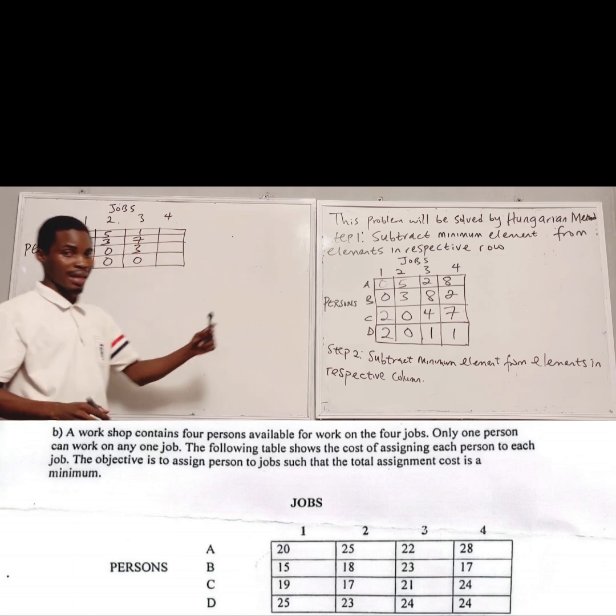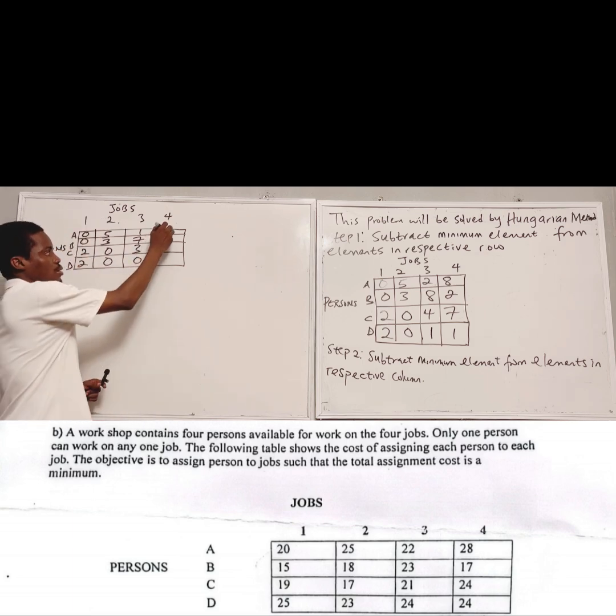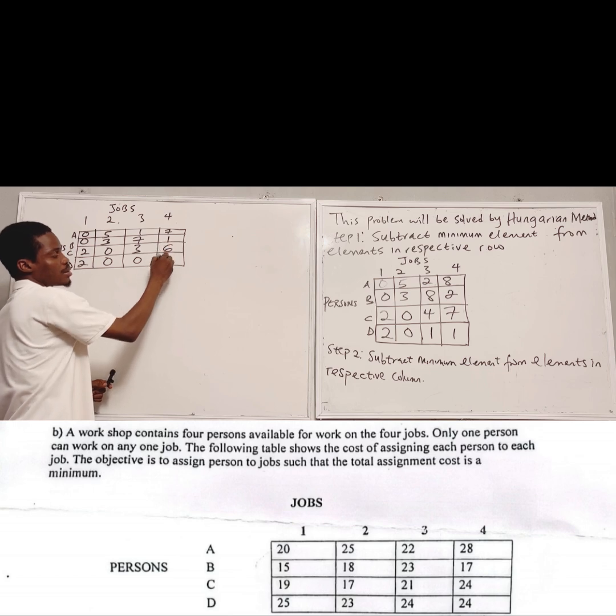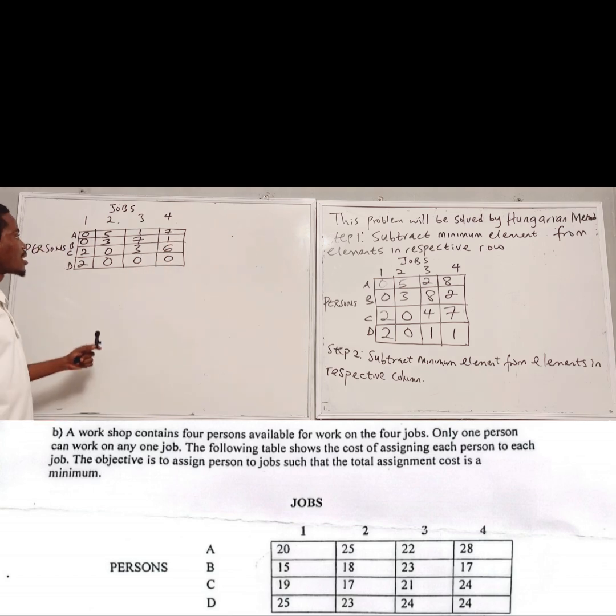So I'll do it for my last column. 8 minus 1 is 7. 2 minus 1 is 1. 7 minus 1 is 6. Then 1 minus 1 is 0. So this means that I have reduced my column by subtracting the minimum element, and our minimum is the smallest or least element in the respective column.